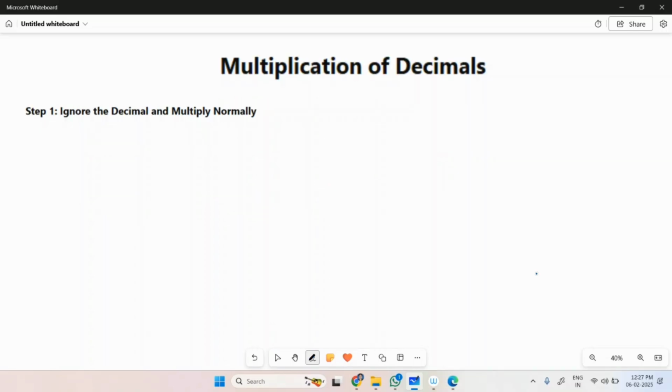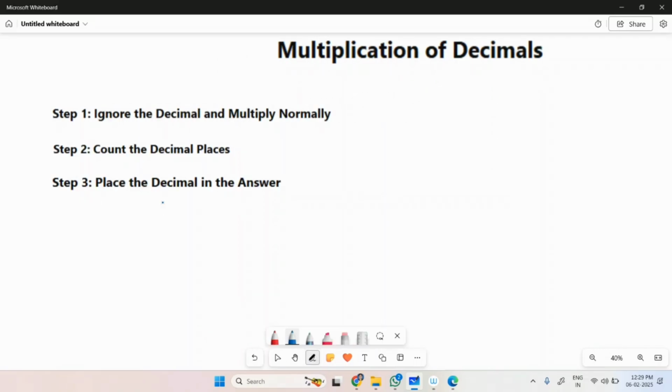While multiplying two or more decimals, the first step is to ignore the decimal and multiply normally. The second step is count the decimal places. And the third step is place the decimal point in the answer. Let's see one example.